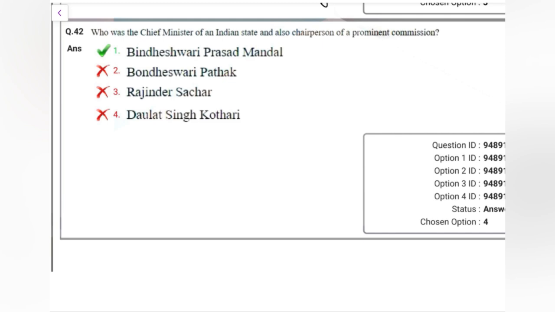Who was the Chief Minister of an Indian state and also Chairperson of a prominent commission? Bindeshwari Prasad Mandal. He was an Indian politician and he served as the 7th CM of Bihar in the year 1968 and resigned after 30 days. He chaired the Mandal Commission, which became a major political theme after 1990.